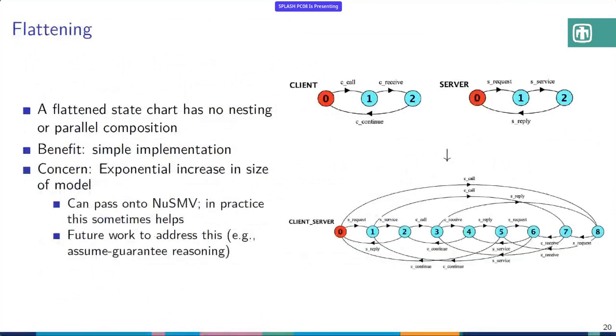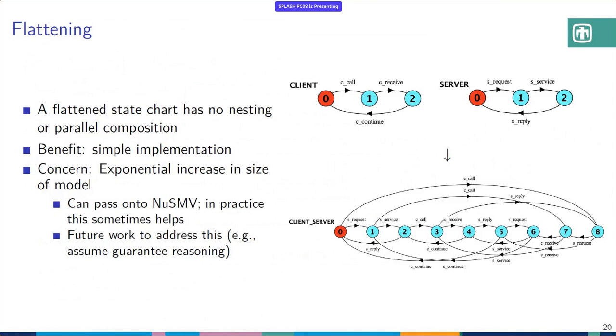I want to talk a little bit about flattening, right? So our Statecharts support parallel and nested composition. However, we expand that out so that there's none of that. Now, we see here just 3 states, but we get an exponential increase in the number of states when we do this flattening. The benefit of this is it's a simple implementation that allows us to reason about this and allows us to interface with NuSMV. The problem is this exponential size increase. How to solve this is future work.